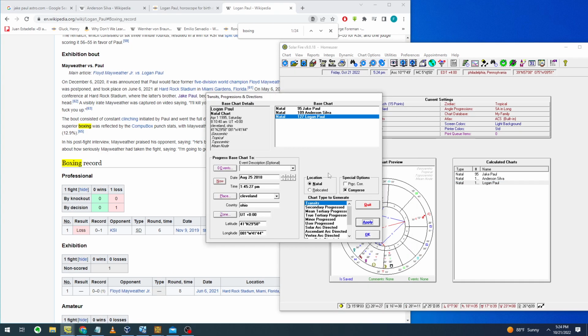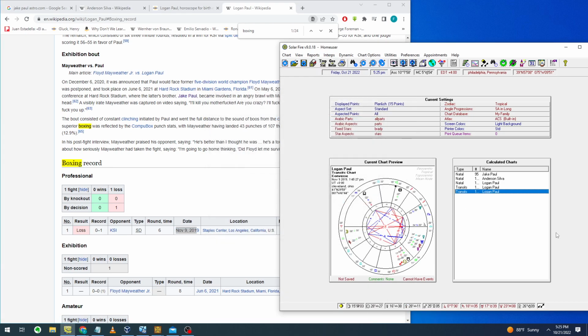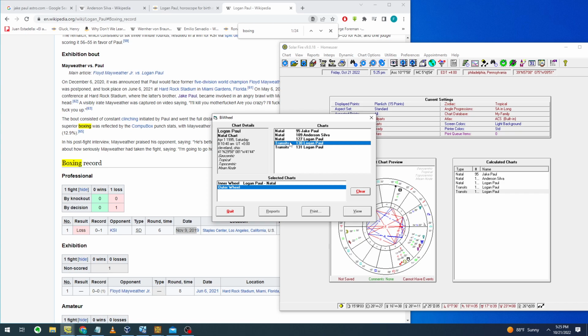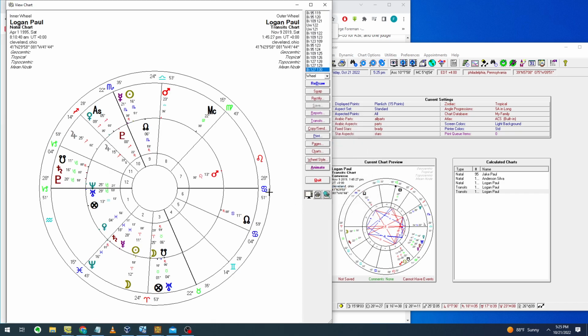So first off, let's look at an event that takes place here. Jake Paul versus, excuse me, Logan Paul versus KSI. It's a pretty old event. It happened on the 9th of November 2019. Logan Paul had a fight with KSI. And here I have direct transits for the event. You can't see any determining aspects. Well, you can if you know what you're looking at.